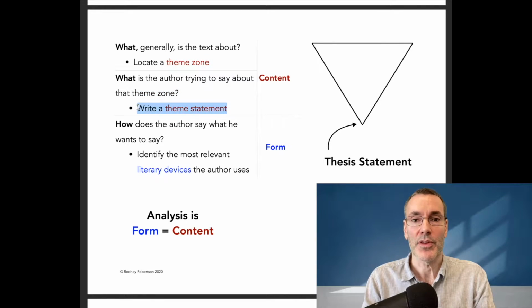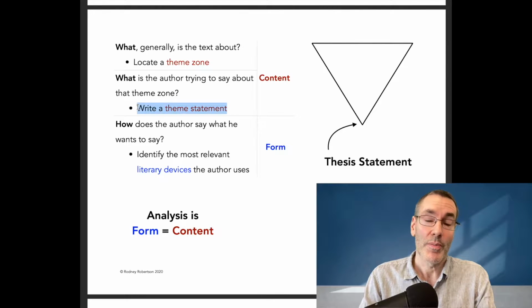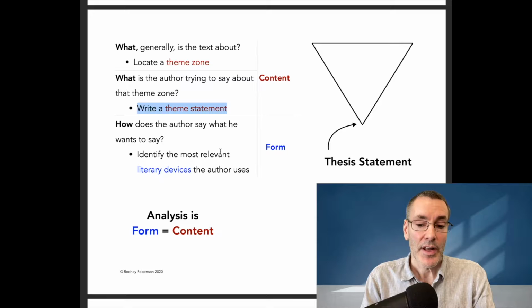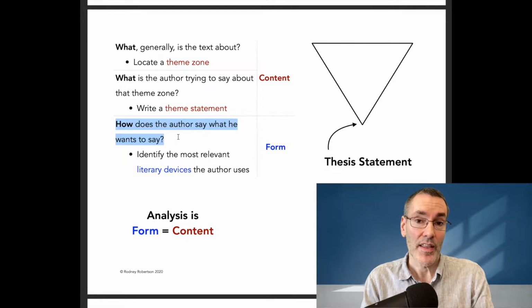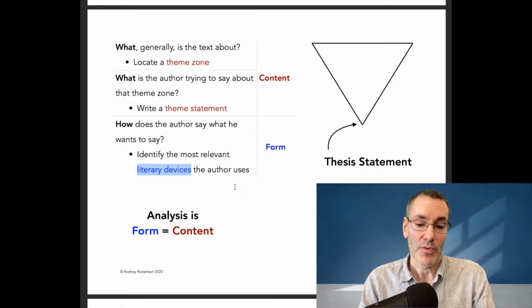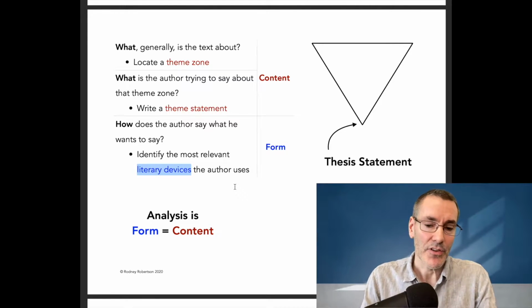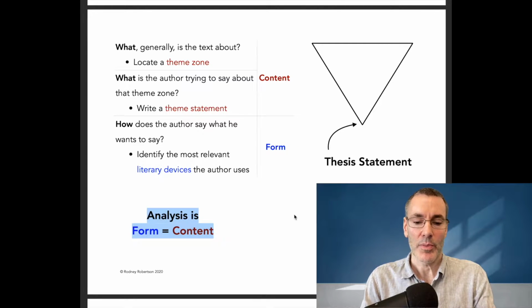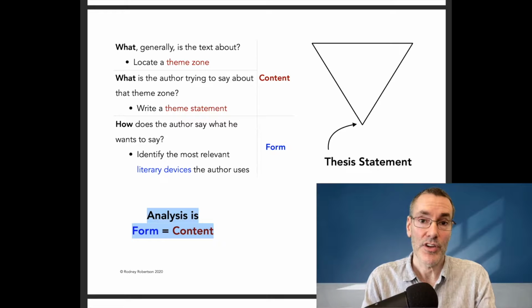The poem is about love, and the author seems to be saying that love is blah, blah, blah. Now you go to the next step and you put the form together with the content and you ask, how does the author say that love is blah, blah, blah? And then you identify the literary devices, such as, the author says that love is blah, blah, blah, and he uses metaphor and simile and alliteration to do that. Okay, so that's a nutshell look at form equals content for thesis generation.